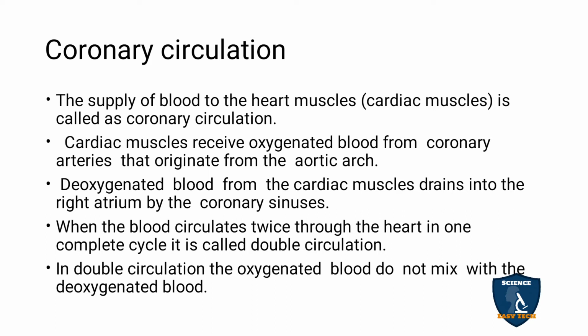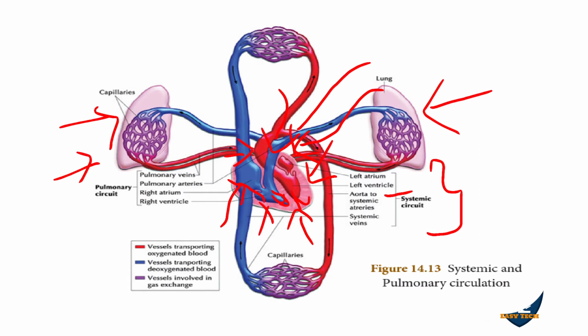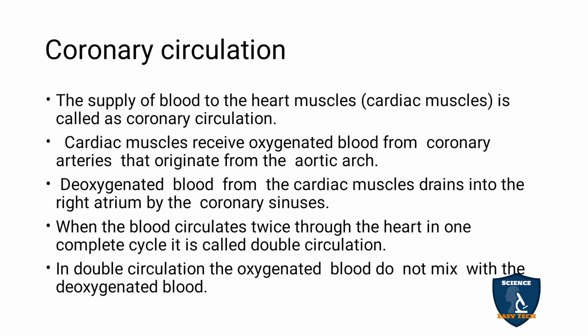The heart is a cardiac muscle. The cardiac muscle receives oxygenated blood from the coronary arteries that originate from the aortic arch. Here you can see the aortic arch. From that aortic arch, the coronary arteries arise, and through these coronary arteries the cardiac muscle receives pure, oxygenated blood. The deoxygenated blood from the cardiac muscle drains into the right atrium by the coronary sinus. So through the coronary sinus the deoxygenated blood is passed to the right auricle.